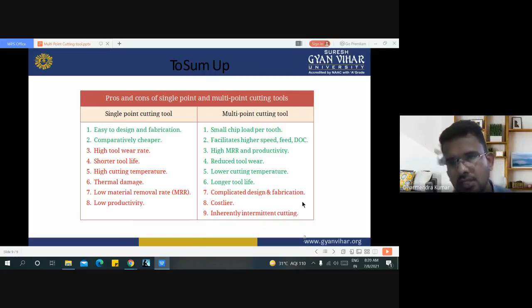The multi-point cutting tool is somewhat costlier than the single point cutting tool because in the manufacturing process its design is harder, as we have to group two or more cutting edges on the multi-point cutting tool. These are some basic differences between the single point and multi-point cutting tools.